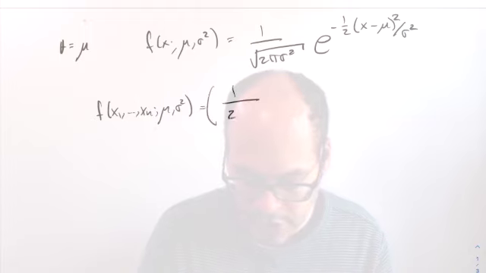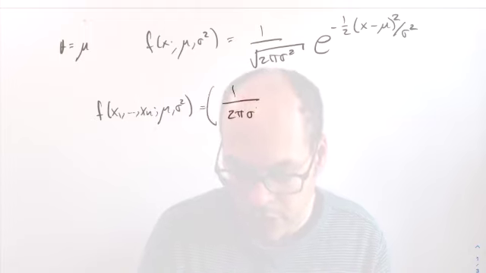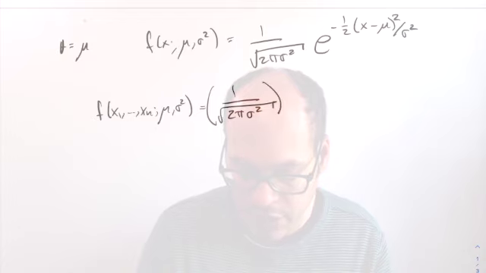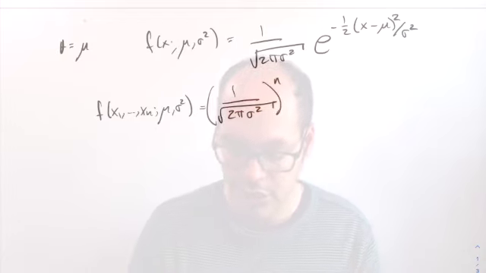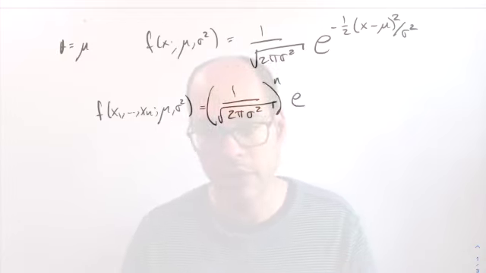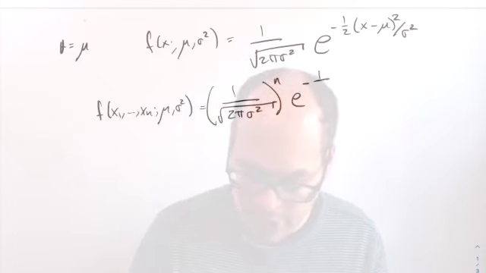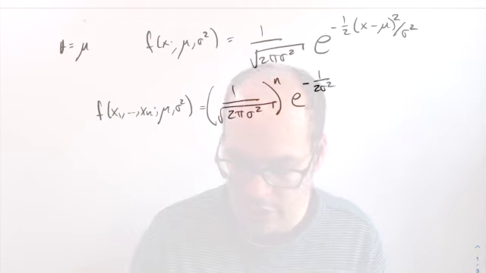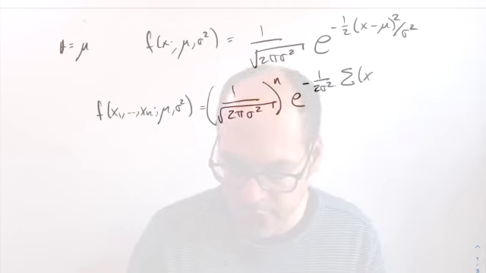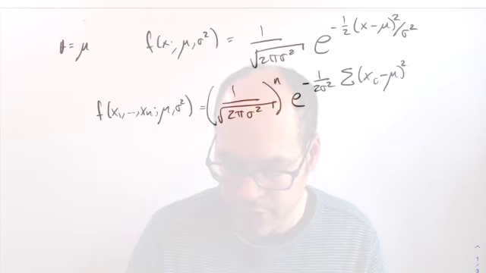I'm just going to multiply a bunch of these together. I'm going to multiply n of them together, so I have this thing to the n. Those are going to add in the exponent. So I'm going to have, let me grab these together, 1 over 2 sigma squared, then a sum of all my xi minus mu squareds.